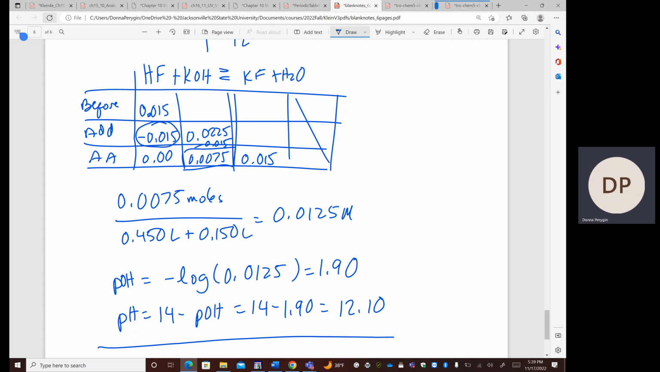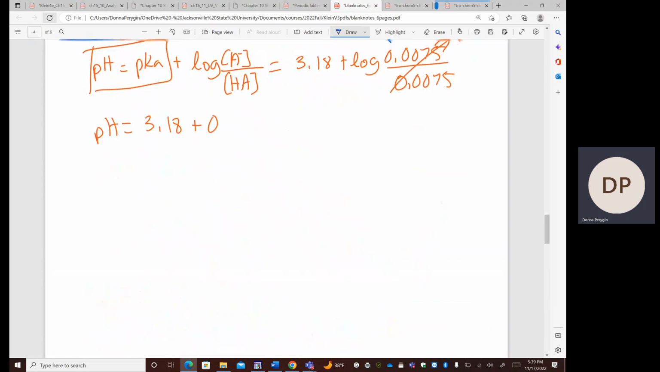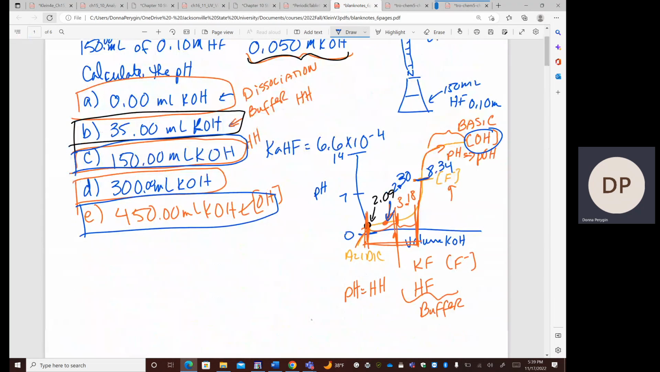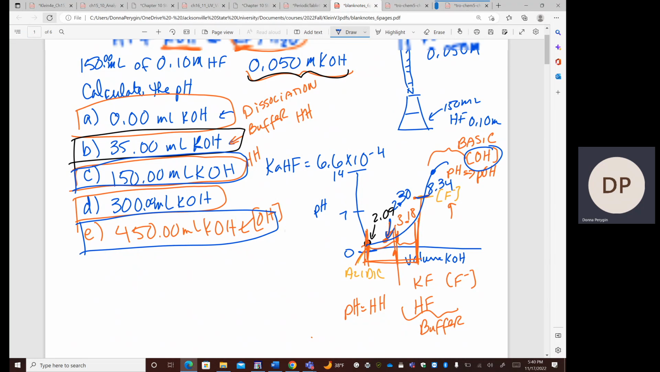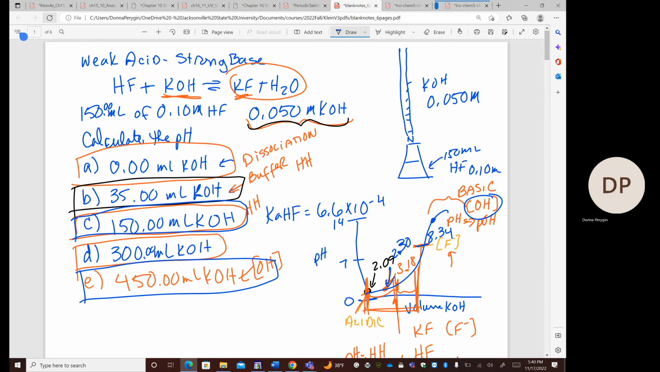Okay. So let's look at the 12.10 on our chart. Let's go back up to our chart, and so our graph of our titration. This is really a not to scale graph, right? So the pH here is going to be equal to 12. And so we've blown past the equivalence point and we've graphed a titration of hydrofluoric acid, a weak acid, with potassium hydroxide.